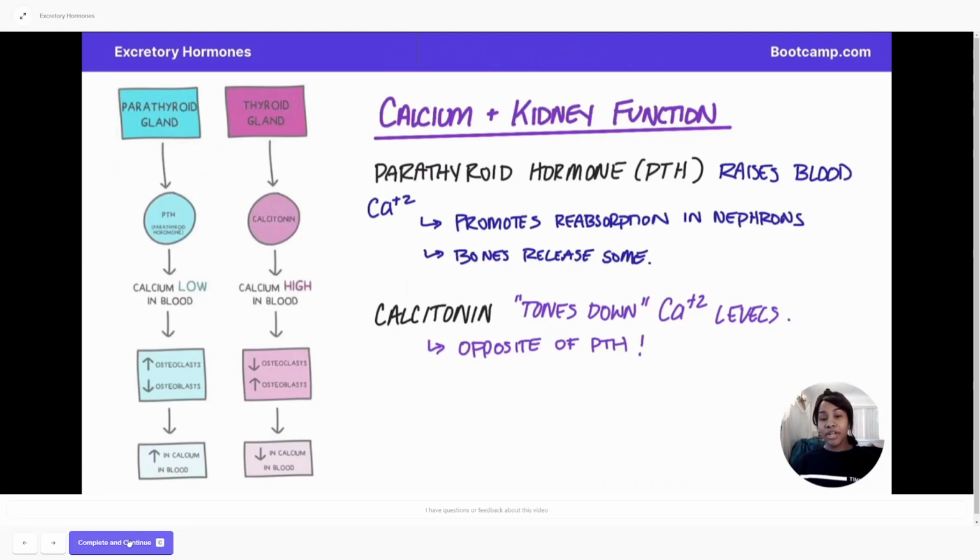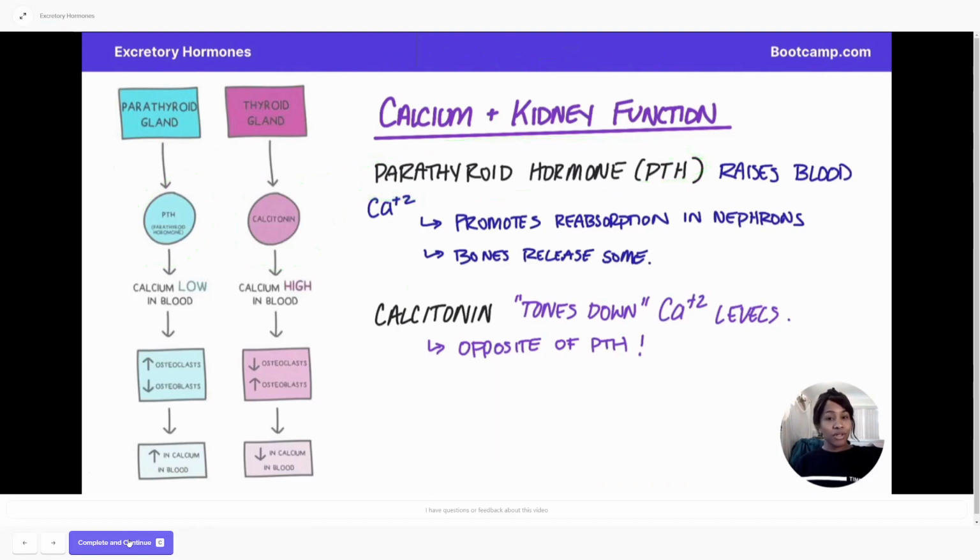The parathyroid gland secretes two hormones that are primarily responsible for balancing calcium homeostasis in the body. These are going to be hormones like parathyroid hormone, as well as calcitonin. So let's first consider what each of these hormones do. Now, PTH, or parathyroid hormone, is going to be responsible for raising blood calcium levels.